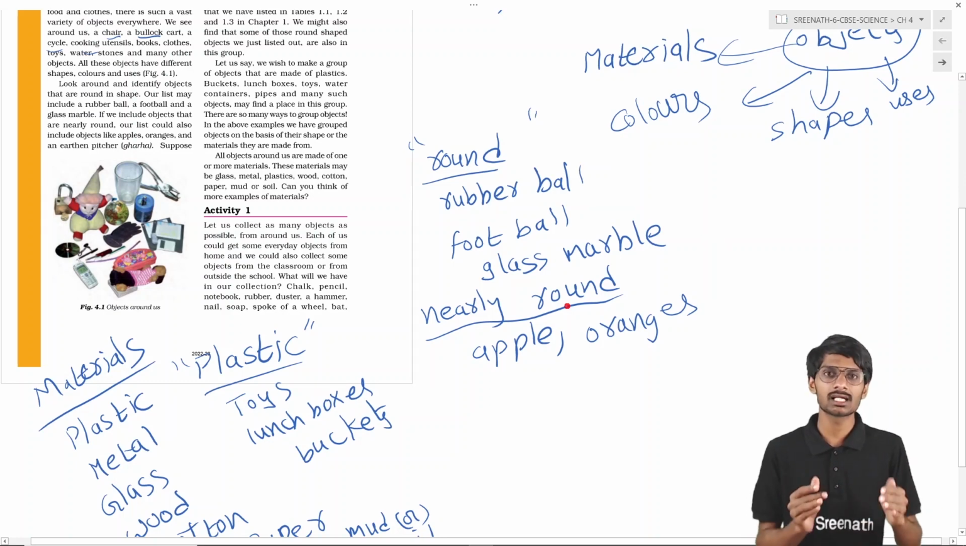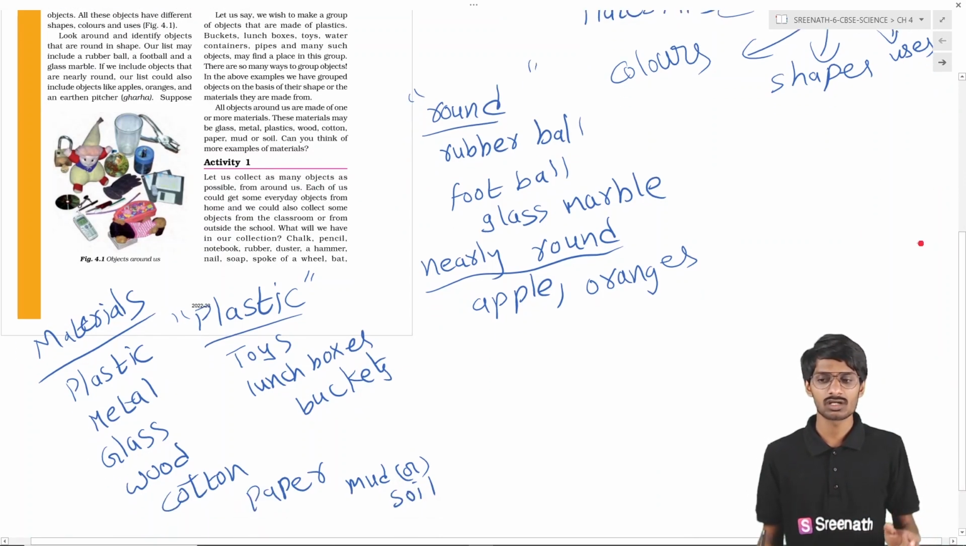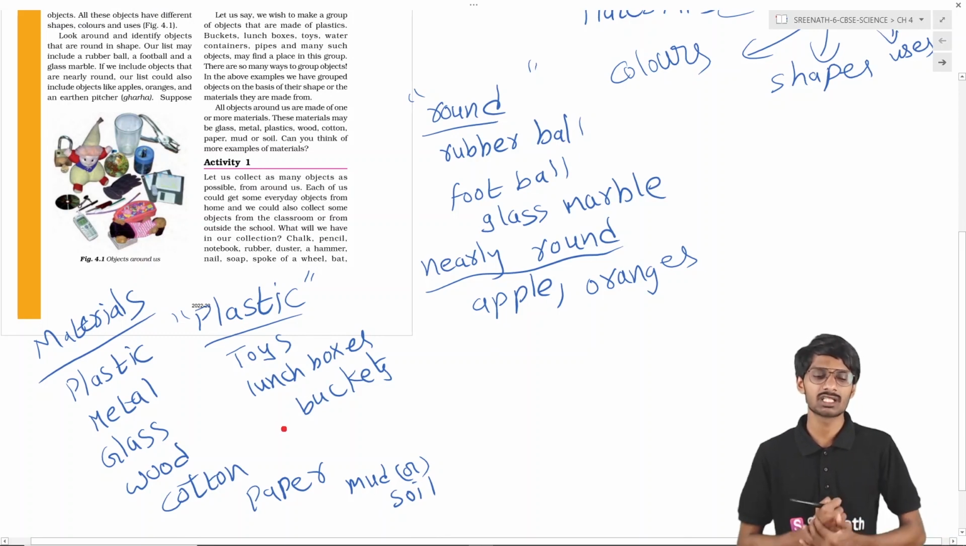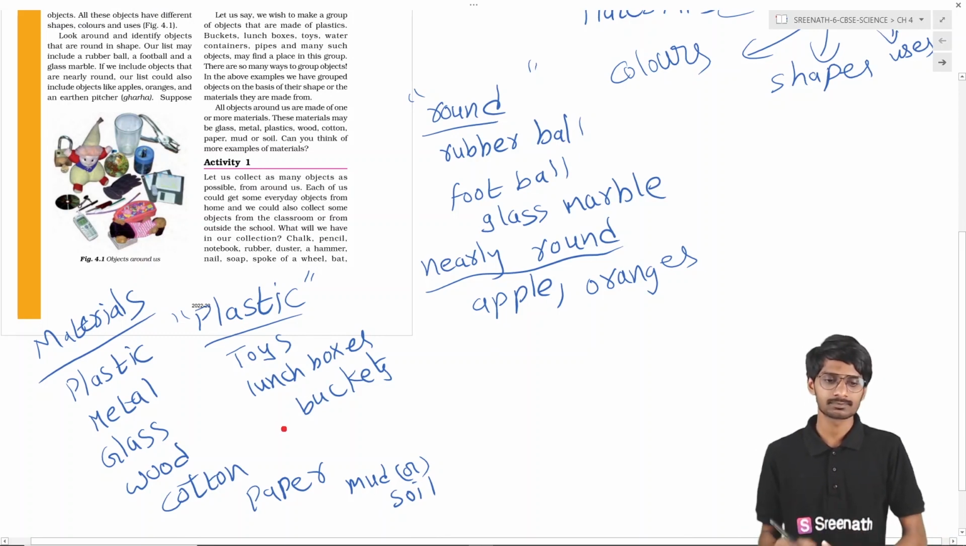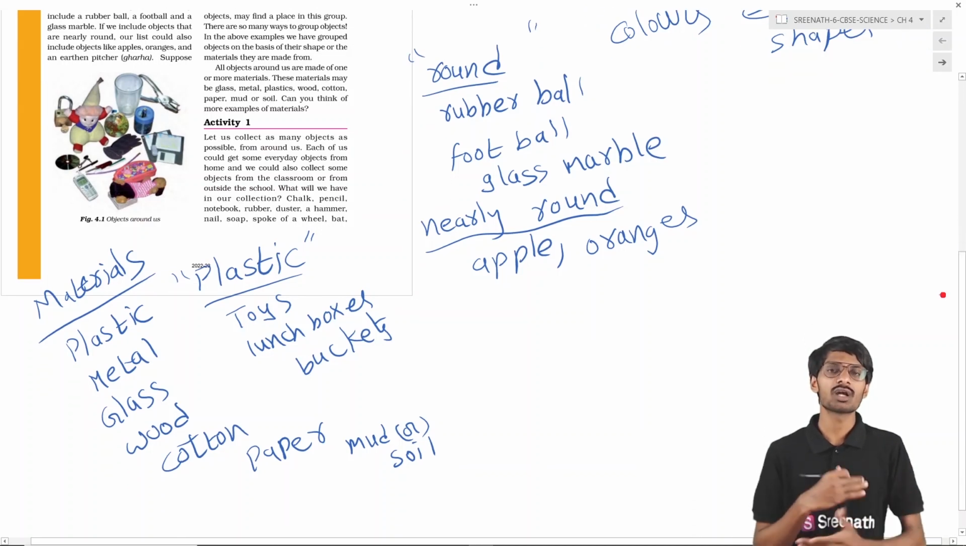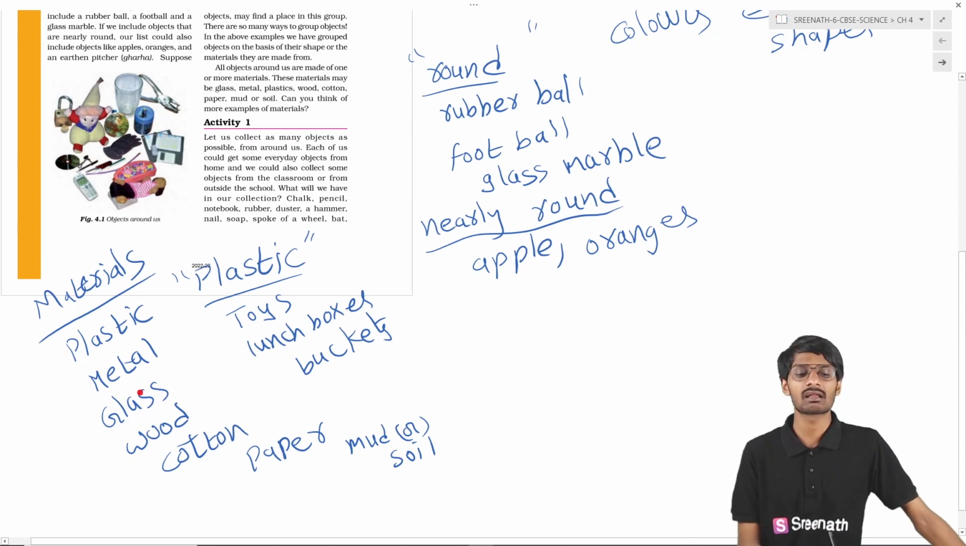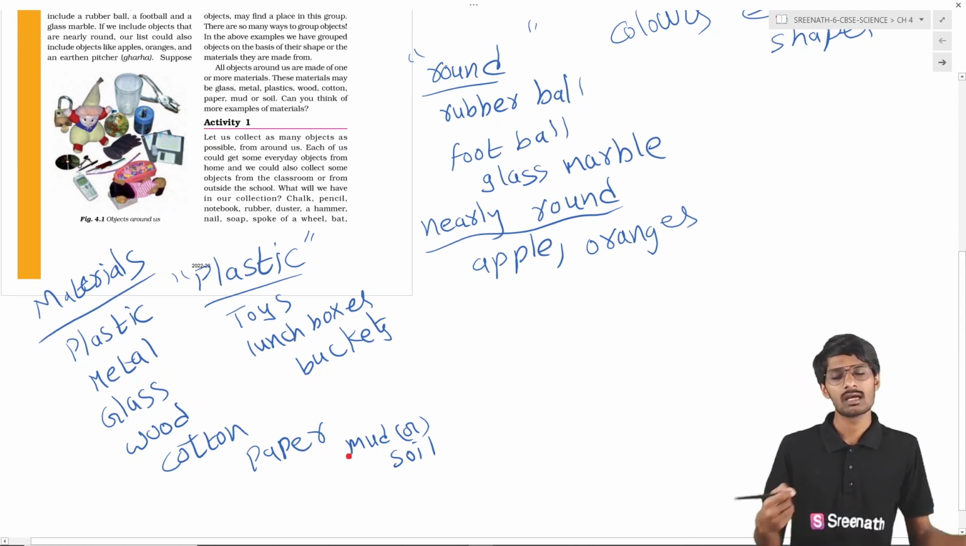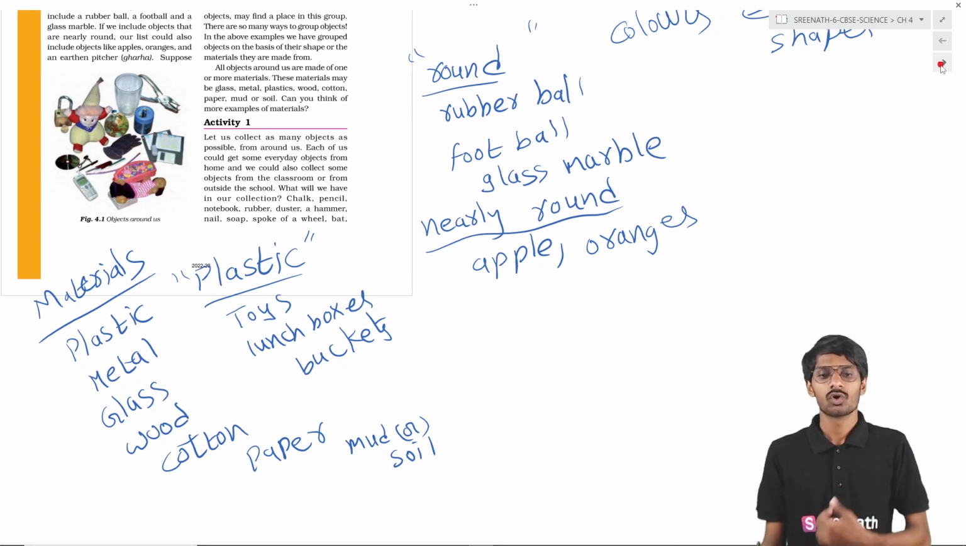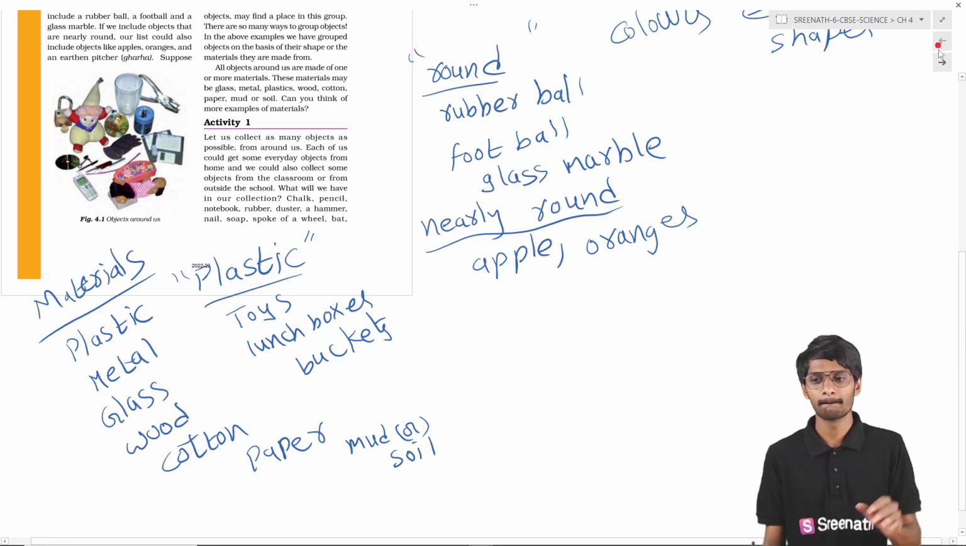Suppose you want to take a group of objects which are made with plastic, then toys, lunch boxes, buckets will come. And finally, the different types of materials we are encountering are plastic, metal, glass, wood, cotton, paper, mud and soil, students. So there are different types of materials. Using those materials, different objects are made.